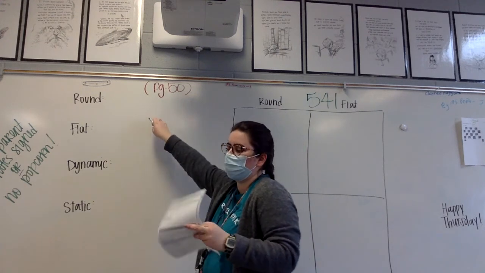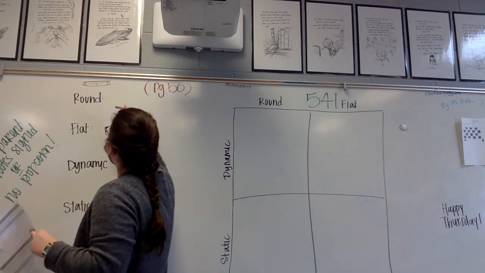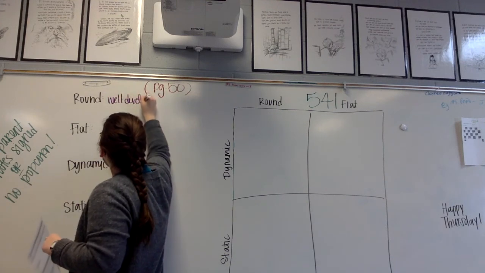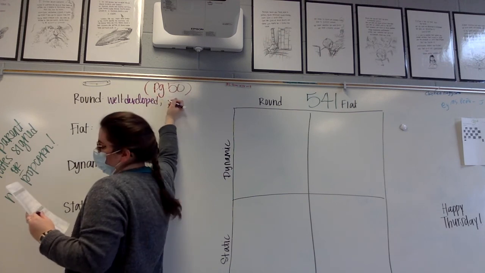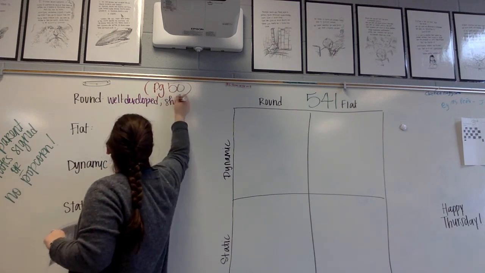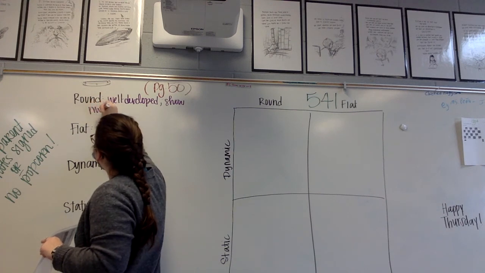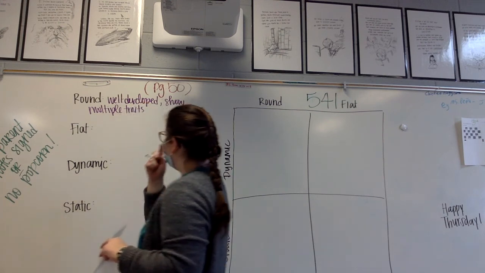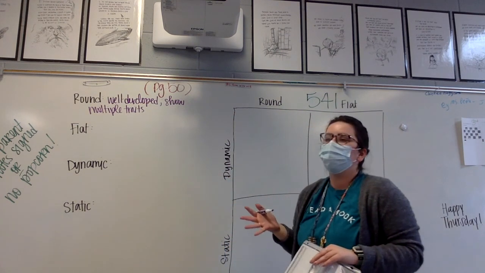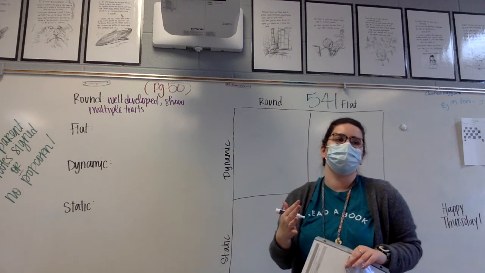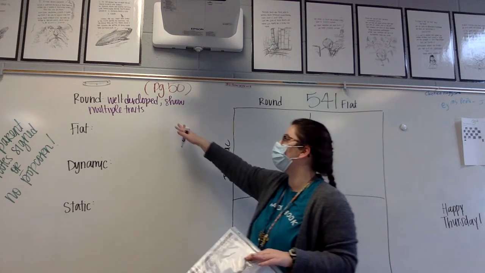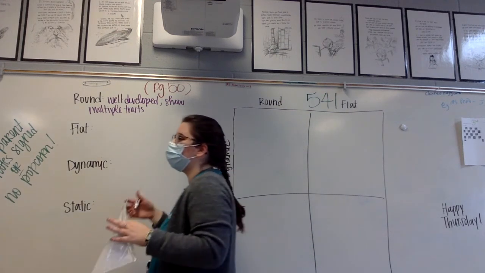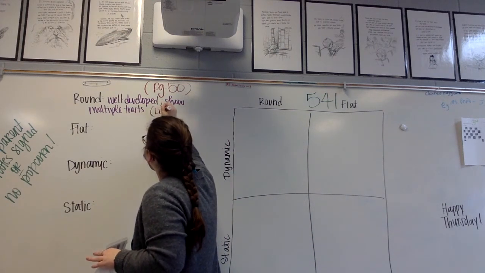So the first one is round. A round character is a well-developed character. They show multiple traits. So essentially, we know a lot about them. In the book Thief, who do you think would be a round character? Somebody said it. Liesl, definitely. We know a lot about her. She is well-rounded.